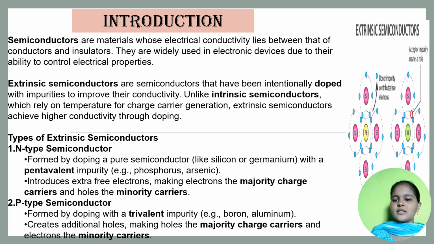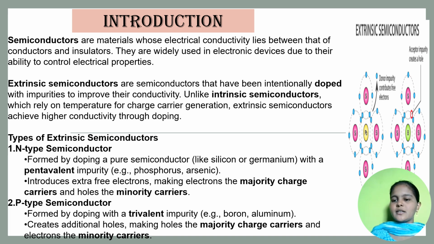Extrinsic semiconductors are formed by doping pure semiconductors with impurities to improve their conductivity. Unlike intrinsic semiconductors, which rely on temperature for charge carrier generation, extrinsic semiconductors achieve higher conductivity through doping. There are two types of extrinsic semiconductors, p-type and n-type.